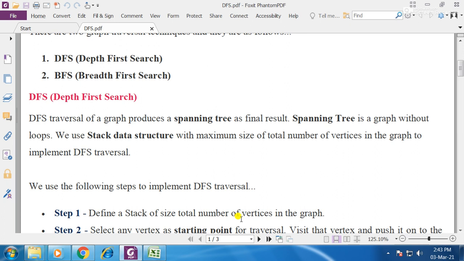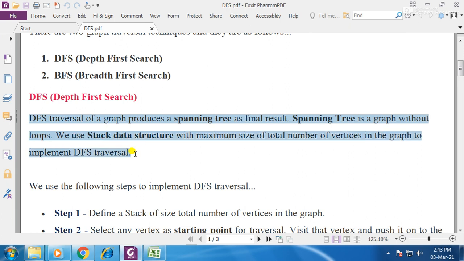Now coming to DFS, what is DFS? DFS traversal of a graph produces a spanning tree as the final result. A spanning tree is a tree without loops. We use a stack data structure with a maximum size of the total number of vertices in the graph. So here we use the stack data structure, and the size of that stack will be the number of vertices in the graph. In this way we are using the DFS technique of traversal of the graph.